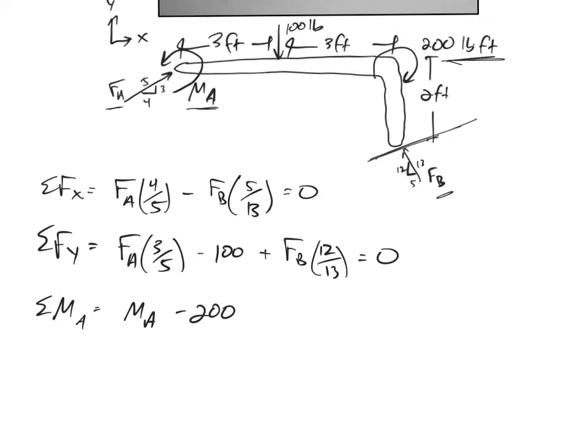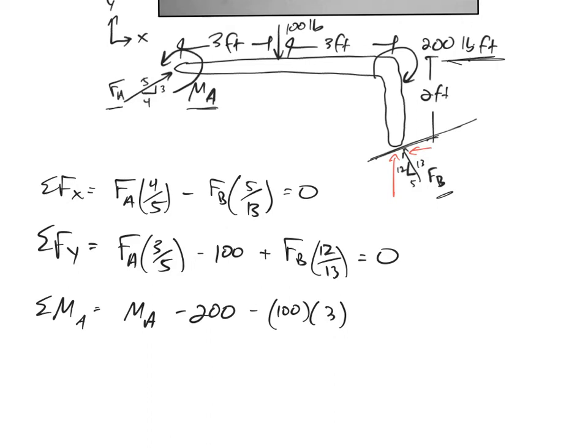All right, so summing the moments about A. FA goes straight through A, so I don't have to worry about that. But I have this 100-pound force acting 3 feet away. Let me make sure everything's in pounds, feet, 200 pound-feet. All right, so 100, 3 feet away, creating a negative moment. And then this FB, I'm going to need to break up into its 2 components, and I think both of those components create a moment about A.